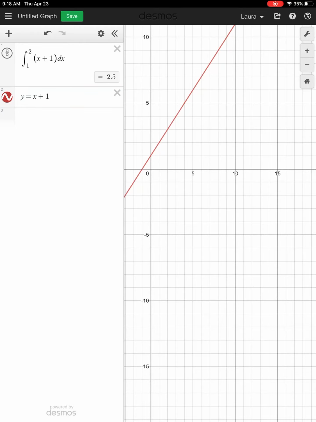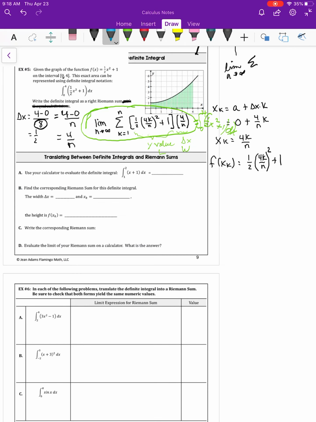Okay, and we could actually graph. I can take all this other stuff out of there, and we can actually graph y equals x plus 1. And you're actually looking at the integral from 1 to 2, so the area under the curve from 1 to 2. You can see that that's like a trapezoidal area. Let's go back to our notes. We said that that was 2.5, right?